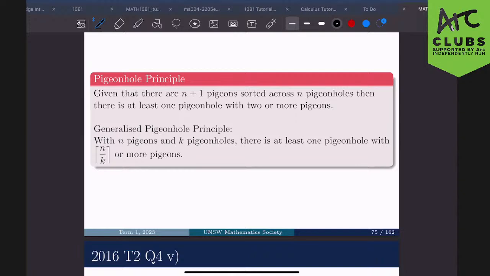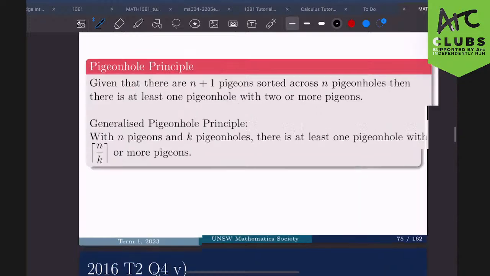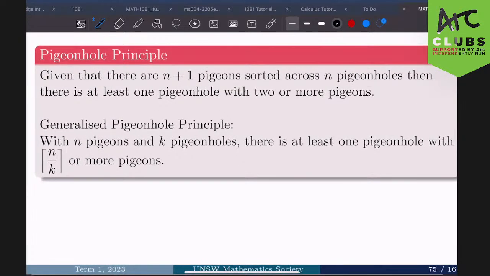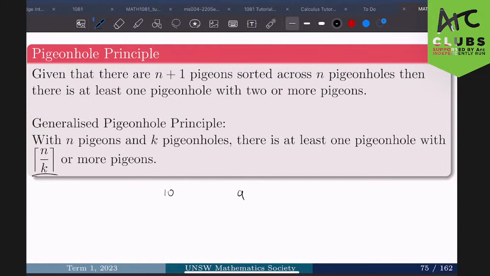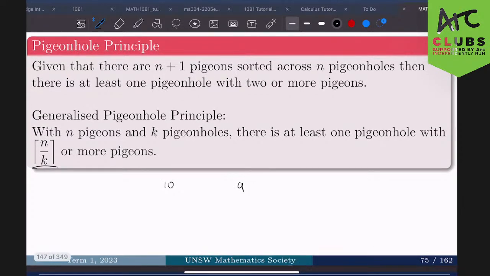N plus 1 pigeons and n pigeonholes. I actually don't know why it's pigeons and pigeonholes, but you can think about this in any way you want. Maybe you've got 10 pieces of gum and you've got 9 friends. Well, clearly someone's going to get more than 1 piece of gum. And just keep in mind it's ceiling, you're not rounding. That can be a common mistake.